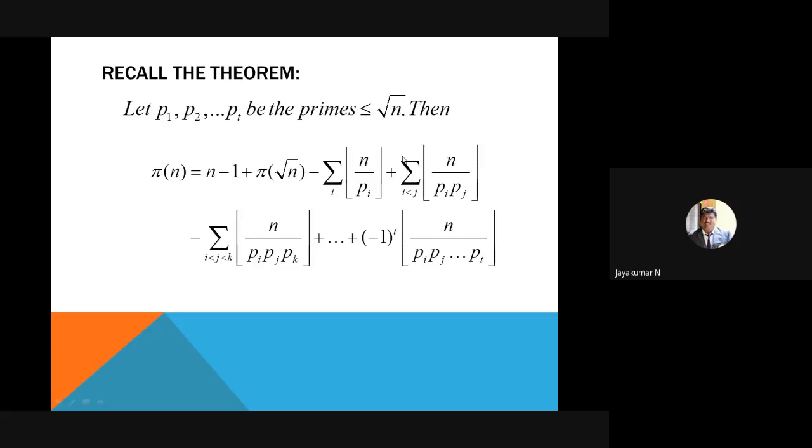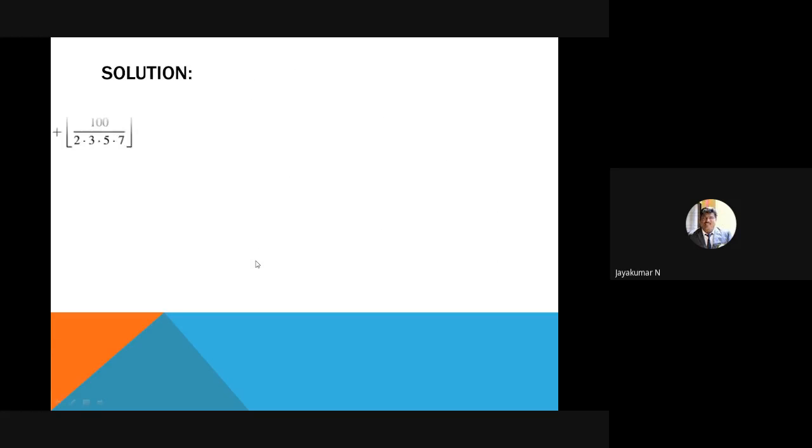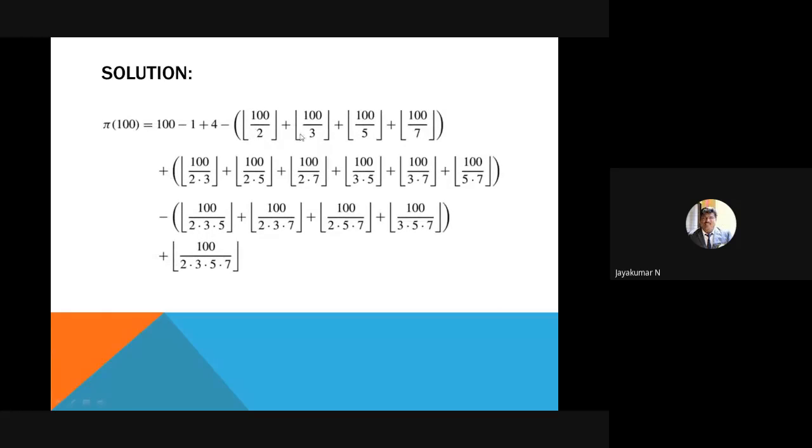Here plus, minus, plus? For the collection of single, that is n divided by a single pa, always you have minus. The collection of n divided by 2 pa's, always you have plus symbol. The collection of n divided by 3 pa's, you have always minus. So only here I put the bracket. So this is the collection of all single pa: floor function of 100 divided by 2, 100 divided by 3, 100 divided by 5, 100 divided by 7. The next collection is 2 primes. So for that collection I have to put plus.